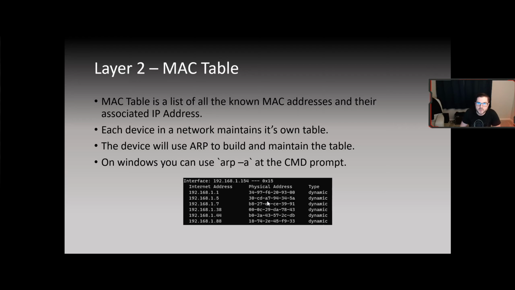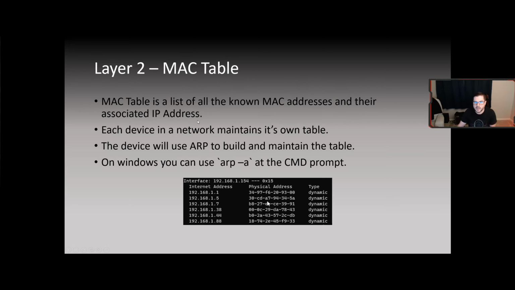So the MAC table is just a list of all the MAC addresses and their associated IP addresses. So here's an output from my computer. You'll see that my default gateway has a physical address of this. So you can figure out, I'm assuming this first part is ASUS because that's the brand of router I have. But you can see there's a bunch of other options in here.